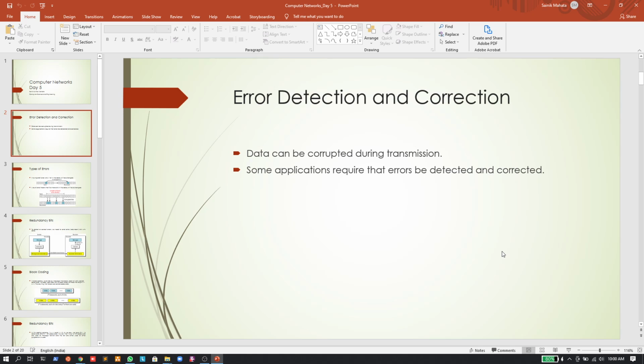Now some applications require that errors be detected and corrected before being received. So whenever we are at the receiver side, the receiver computer, or the applications running inside the receiver side, will have some mechanism that requires that the errors should be detected and corrected.